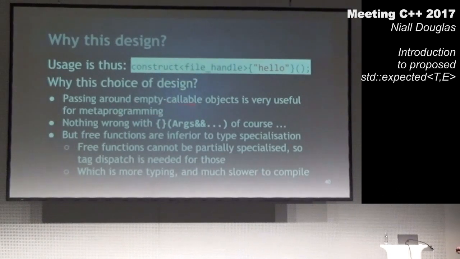So because of that, you're generally going to be passing around these objects between different layers of metaprogramming. And if you've written metaprogramming before, you'll know exactly what I mean here. But empty callable objects are the most useful kind of callable object that you can have. They are the easiest. So you simply hand off some callable object to other code. It calls the call operator. It gets out stuff.